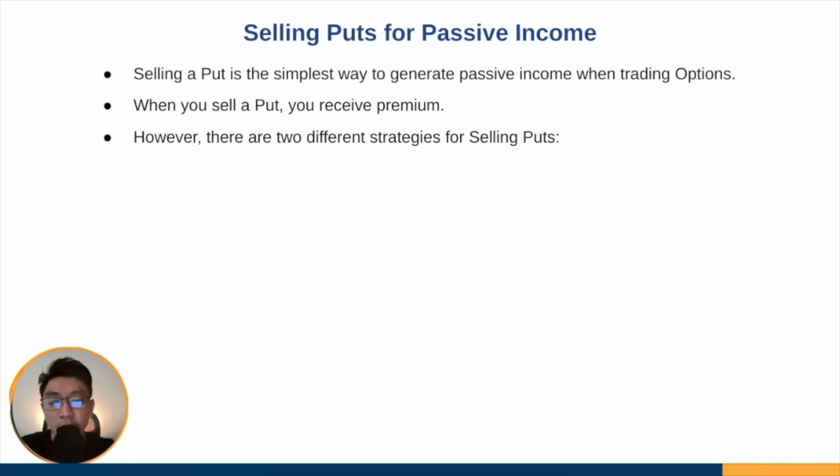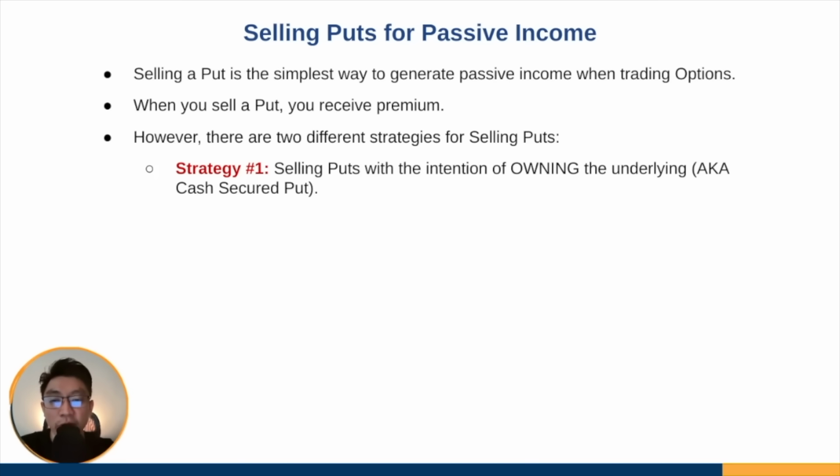Now, when it comes to selling puts, there are actually 2 different strategies. You need to be very clear on this, because the 2 different strategies are going to use slightly different mechanics from each other, and you want to be clear which is the one that you actually want to use. The very first strategy that involves selling puts would be selling puts with the intention of owning the underlying. That means you want to own the shares, the stocks, or the index ETF, whatever the underlying is. You want to own the underlying.